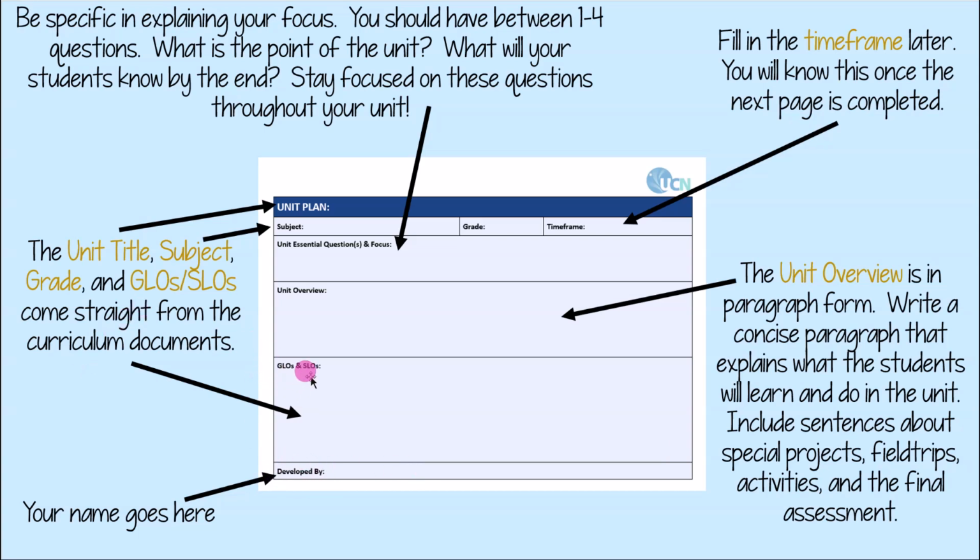And the bottom, well, this one's easy. You just put your name here. GLOs and SLOs, I'm copying and pasting directly from the curriculum document, and I'm keeping it in bullet point form. So just copy and paste every single GLO and SLO you are doing.